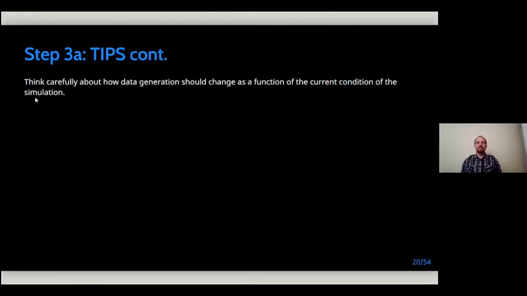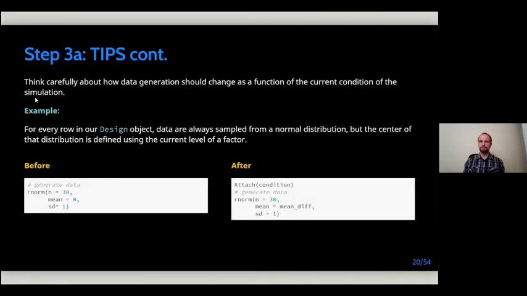So another couple of tips here is you want to think carefully about how the data generation would change as a function of the current condition of your simulation. So if we're currently simulating the first row of our design object, we want to see how the levels of those factors change our generation. For every row, what I'm assuming, though we didn't really specify to begin with, is that I'm going to be sampling from a normal distribution. Though you could use any distribution, as long as you've got some meaningful or defensible position for choosing a particular distribution. I just chose to stick with normal because it's fairly simple, something people are a little bit more familiar with maybe.